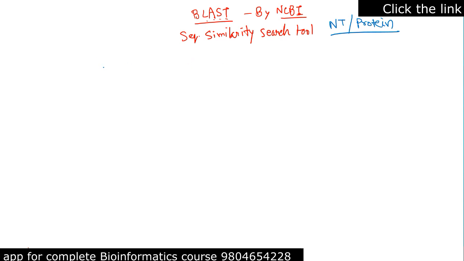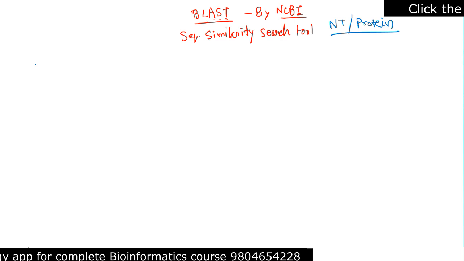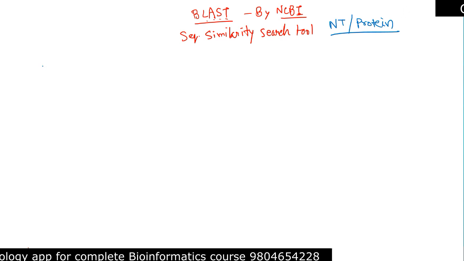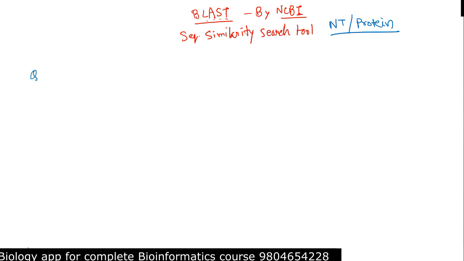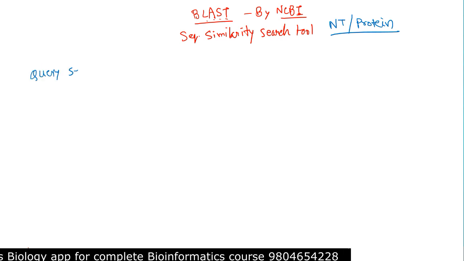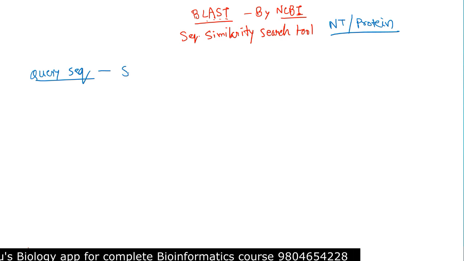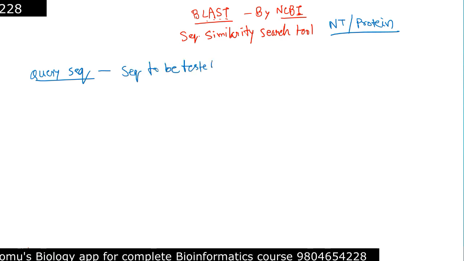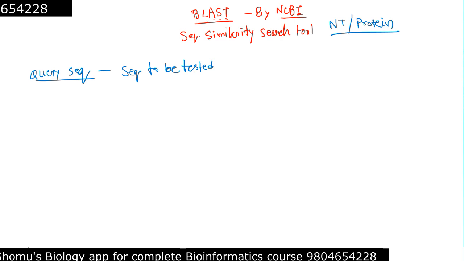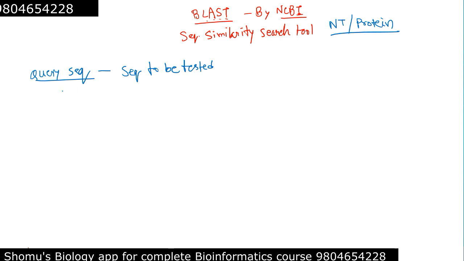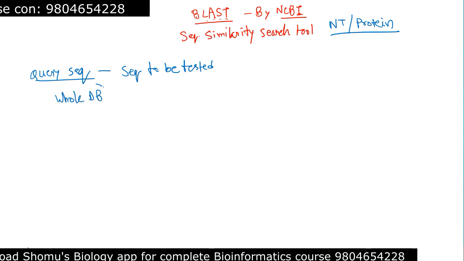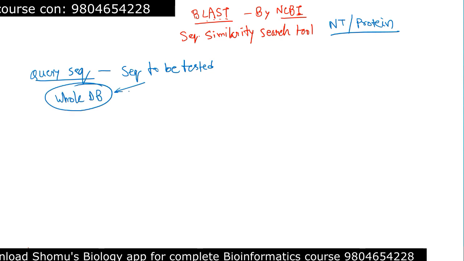So in this case we have a sequence, let's say the sequence that we use to search throughout the whole database under NCBI. That sequence is known as the query sequence. The query sequence is the sequence to be tested, meaning to be searched, to find similarity. And then there is the whole sequence database, which is there to find the match.